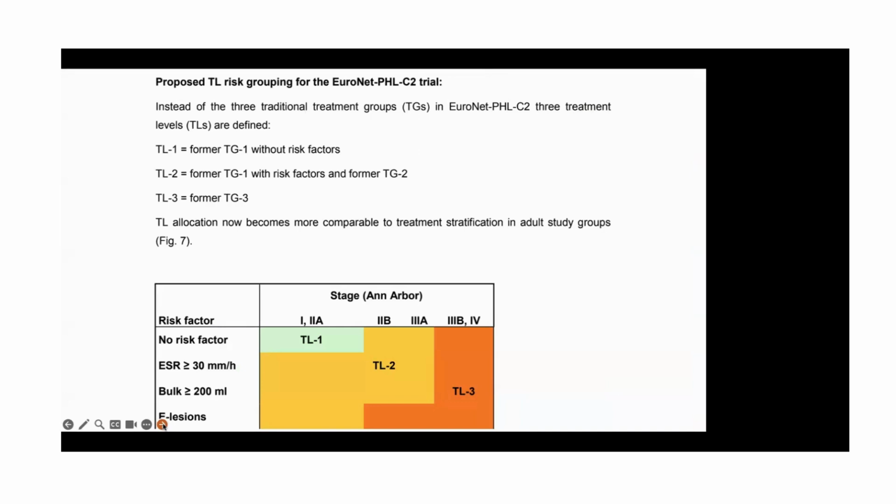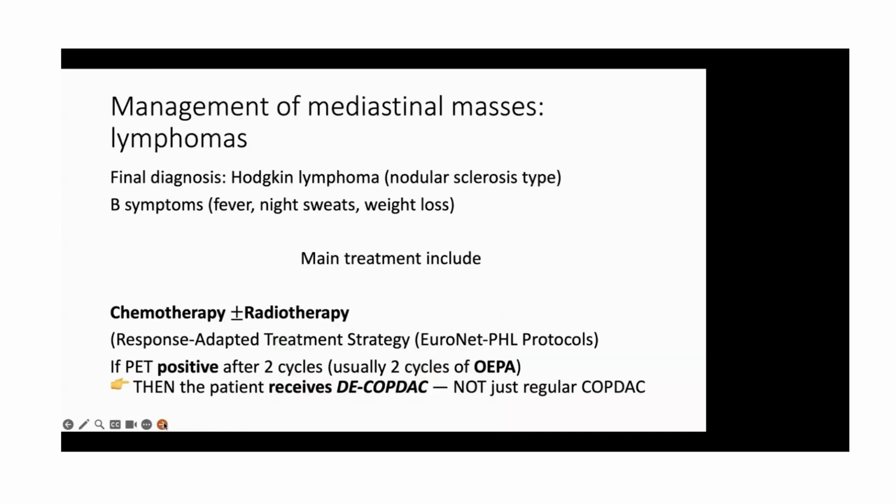In the case of Hodgkin lymphoma, of course, I won't go deep into details of the EuroNet protocol, but we do have risk stratification, a staging system, and treatment groups. This is very important to allocate the patient to the correct group and understand what our treatment approach should be. And as you see, it's very important to understand whether there is bulky disease or not. This is a risk factor, and it's important to understand from the beginning.